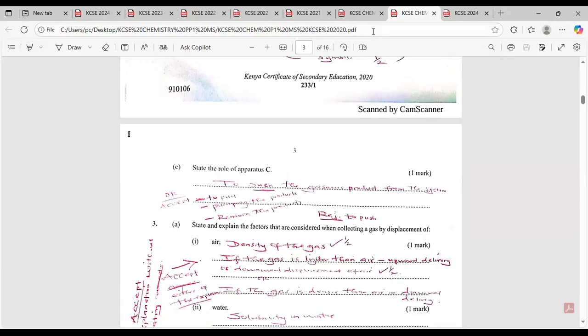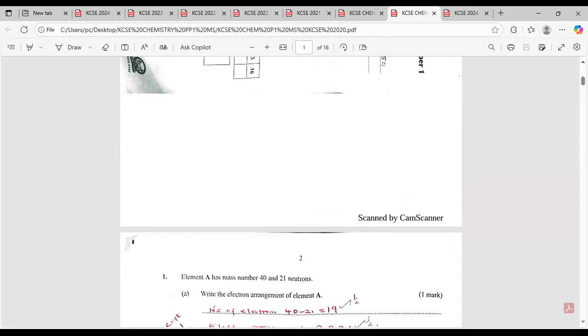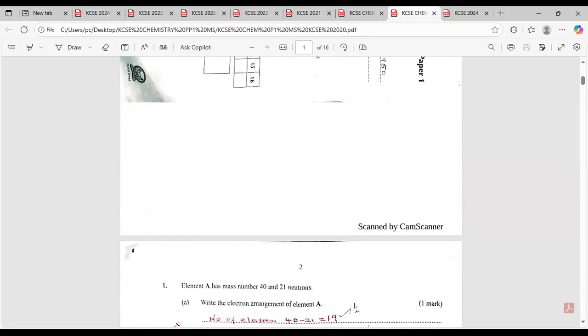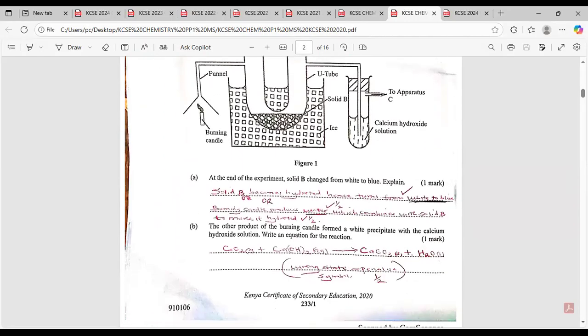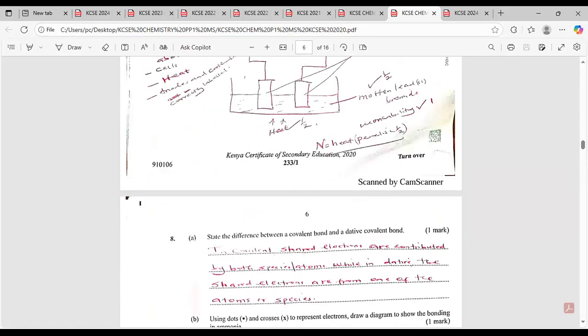So here is the question for 2020. I just need to take you through the preparation of salts. So 2020, the preparation of salts. So just go through it slowly.